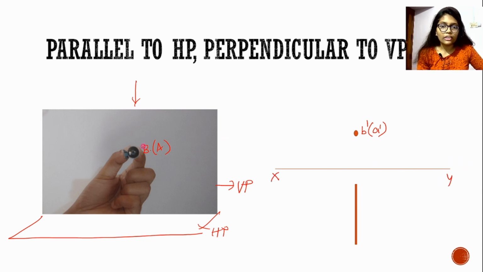Here you can see the point A is closer to the white wall. Similarly, here must be the point A. Now it is closer to the white wall, or it is closer to the VP. And here comes your A, and what is visible to you will be away from your VP. Thus here comes the projection of the line which is kept parallel to HP and perpendicular to VP.